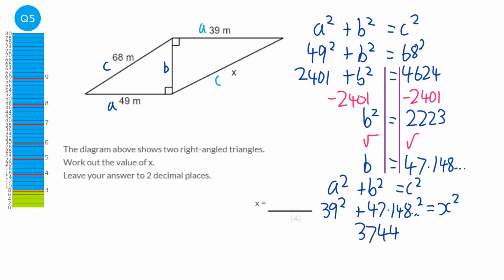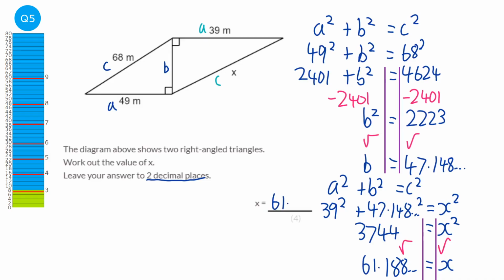and that will be 3,744 equal to x squared, and we'll just get our lines in because we need to square root both sides, and we get 61.188 and so on is equal to x. It says it wants its two decimal places, so that will be 61.19.